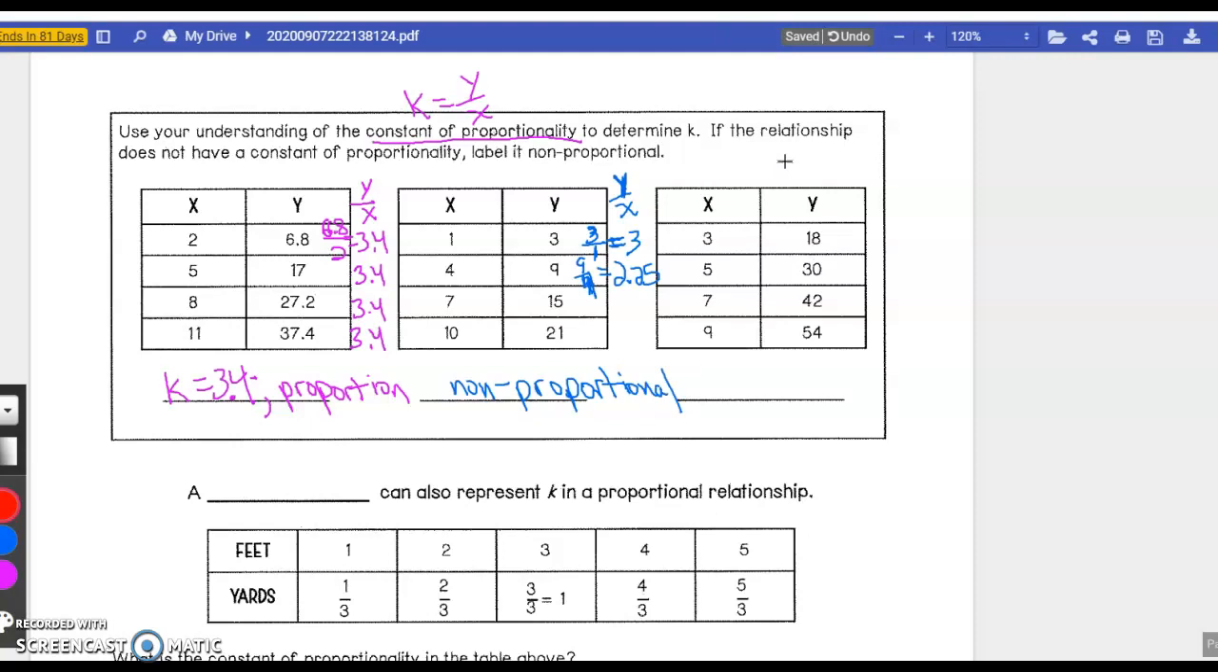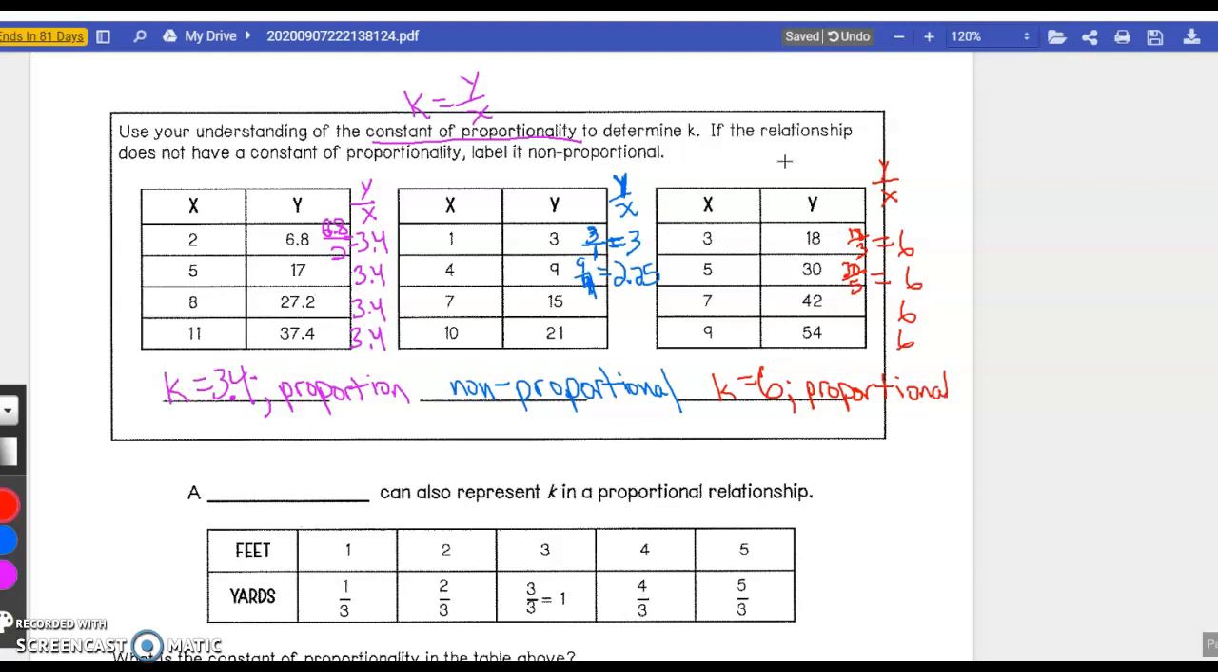All right, so let's do the same thing over here. Y divided by x, 18 divided by 3. Well, 18 divided by 3 is 6. 30 divided by 5 is 6. 42 divided by 7 is 6. 54 divided by 9 is 6. So in this one, our k, our constant, is 6, and we would say it's proportional.